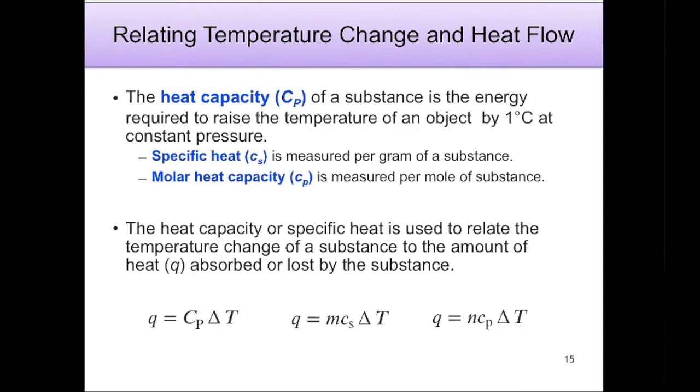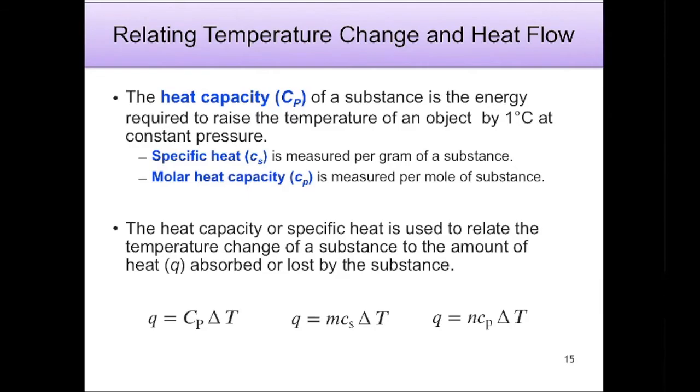So another way that we can relate temperature change and heat flow is to introduce this term called the heat capacity. So the heat capacity of a substance is the energy required to raise the temperature of it by 1 degree Celsius at a constant pressure.